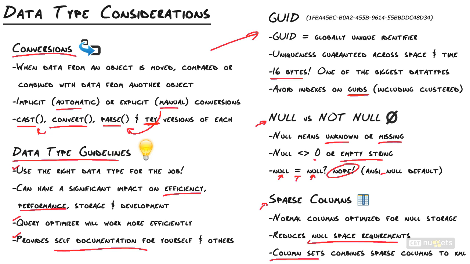All right, let's head into the virtual Nugget Lab and work with data types. We'll start with conversions. We'll go from there and work with sparse columns, and then I'll show you how to make alias data types and even a CLR data type.